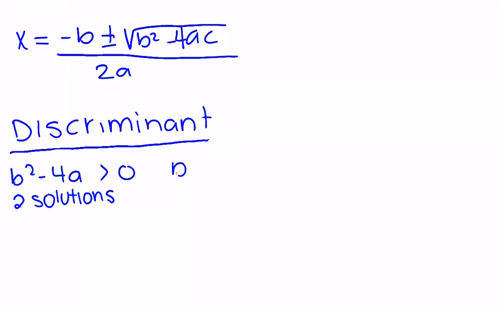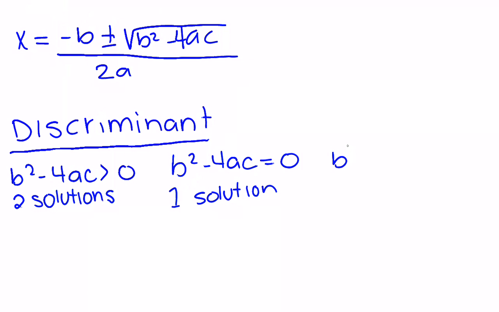Now, if b squared minus 4ac is equal to 0, you're going to have one solution, because if you take the square root of 0, well, negative b plus 0 or negative b minus 0, either way you're going to get the same value, so you're only going to have one answer. You're not going to have two differing answers. And finally, hopefully you can guess it, if b squared minus 4ac is less than 0, meaning it's negative, you're going to have no solution.